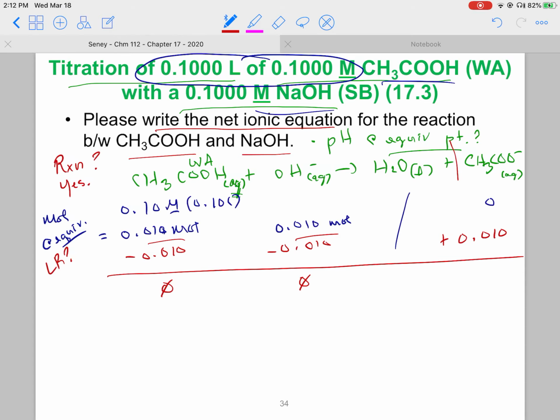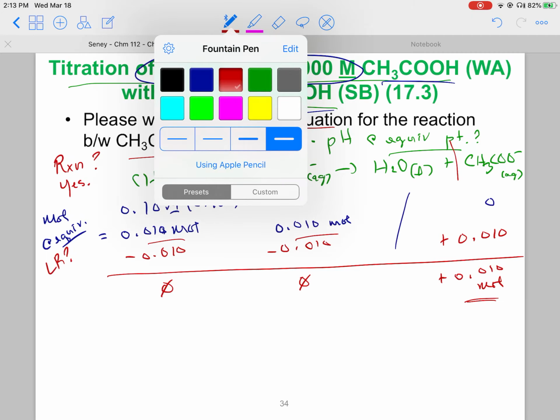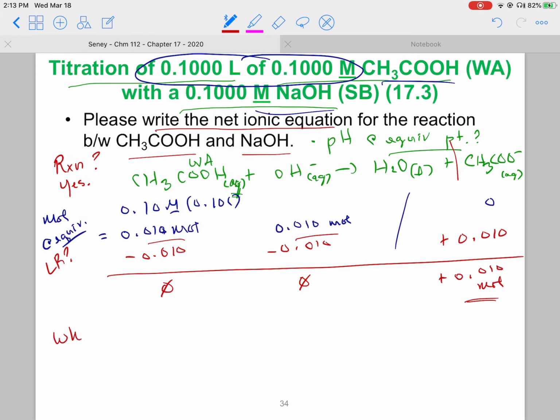And then what we do have, though, which is interesting, is we have 0.010 moles of acetate. Well, that's certainly not neutral. If we only had water, the pH would be 7, but we don't have just water, so we've got to deal with this. So then our question goes back to, what kind of solution do we have?